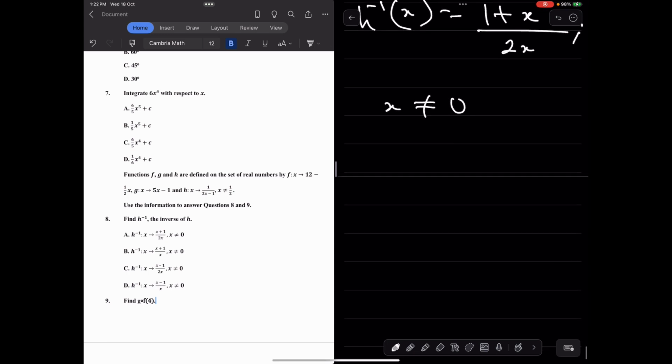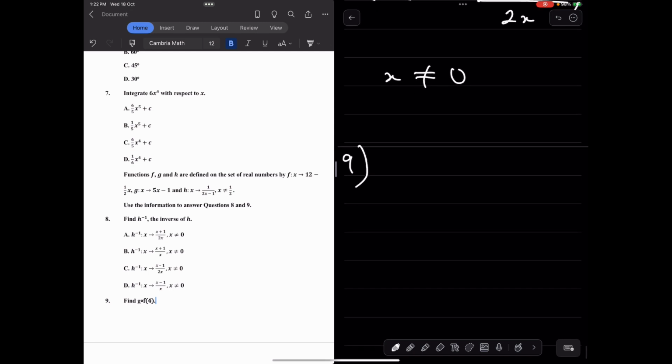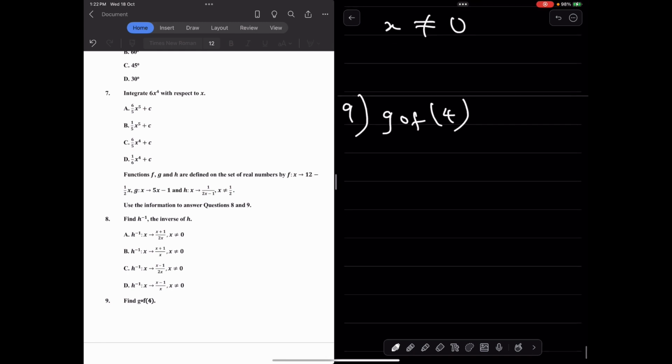Now we go to the next, which is number 9. Number 9 says find g of f of 4. How do we find g of f of 4? First of all, I'm going to find f of 4. Let's find f of 4. f of 4 is equal to, I know f of x, let me write f of x.